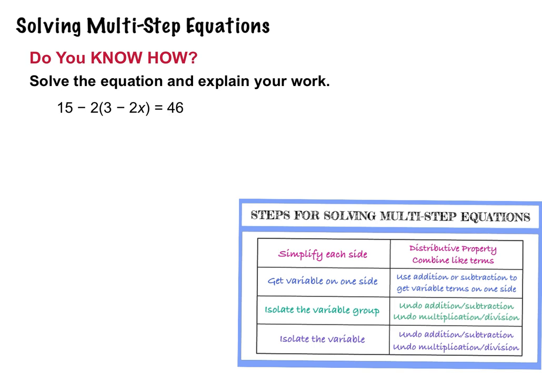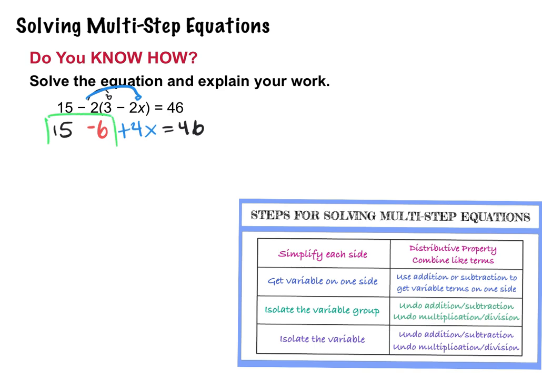because I noticed that there is a -2 by parentheses, meaning that we need to distribute or multiply. So -2 times 3 is -6, and -2 times -2 is +4. We're going to keep the letter x because we are dealing with x. 15 and 46 come down. Then we want to combine like terms.